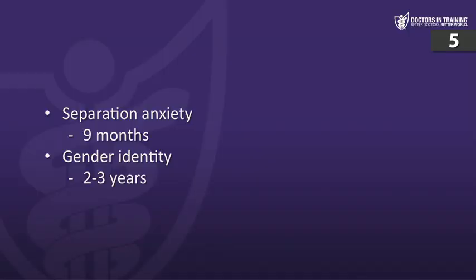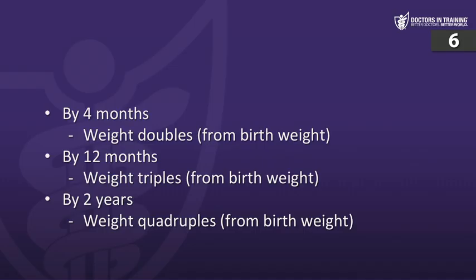All right, first question. When do children first exhibit separation anxiety? Around 9 months. And when is gender identity typically formed? Around 2 to 3 years, around the time of potty training. Next, how do you expect weight to increase in the first 2 years of life? By 4 months, weight doubles from the birth weight. By 12 months, it triples, and by 2 years, it quadruples.